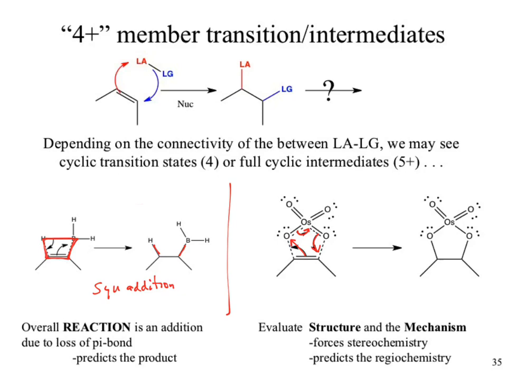Where are the oxygens relative to the former pi bond? They're on the same side of the pi bond because all of this stuff had to happen at the exact same instant. Right? So we end up with, again, a syn addition.